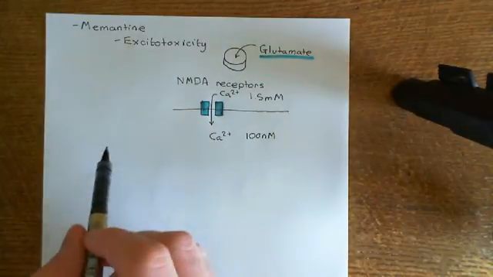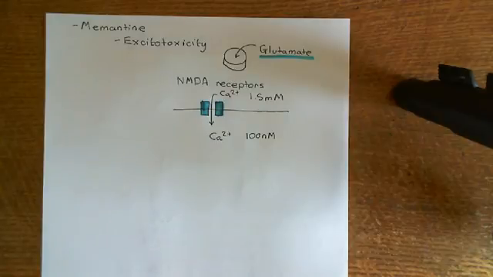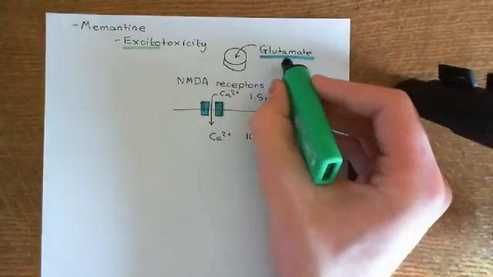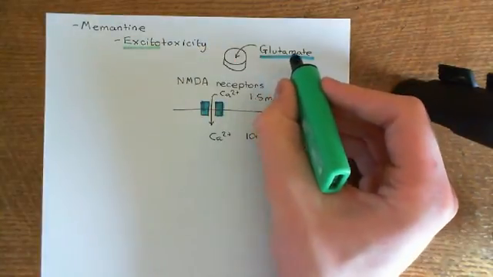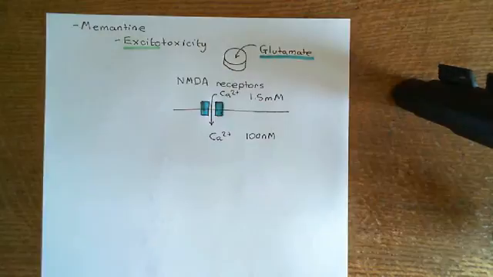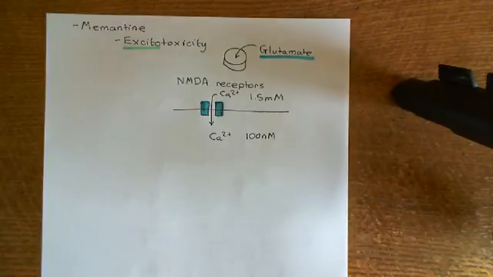Okay, and this high calcium concentration inside the cytoplasm of the cell is what's going to kill the neuron. Okay, so that's the phenomenon of excitotoxicity. Now, why is it called excitotoxicity? Well, glutamate, remember, is the main excitatory neurotransmitter in the brain. Okay, hence why it's called excitotoxicity. It's toxicity by overexcitation, effectively.